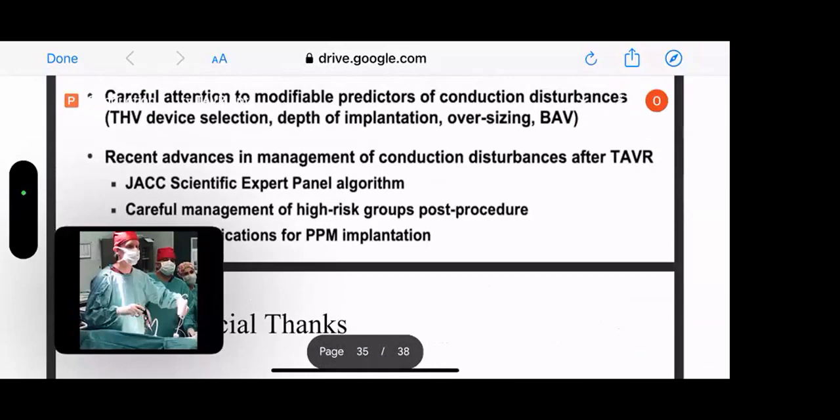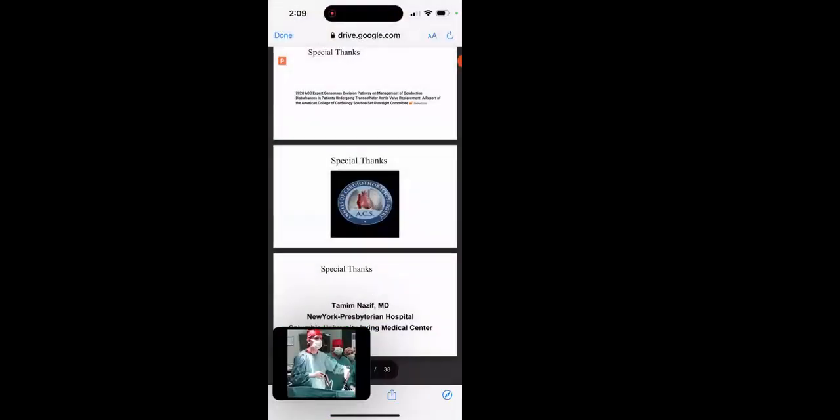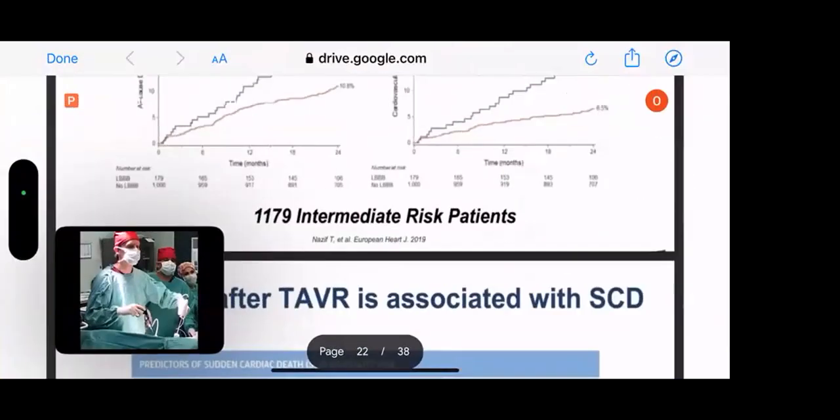Sure. It says, are there patients that can only receive the self-expanding valves? Are there self-expanding valves shorter than the Medtronic valves? So if a patient must be on a self-expanding valve, how do we limit the risk of complete heart block or left bundle branch block?